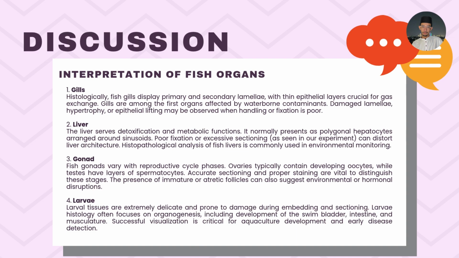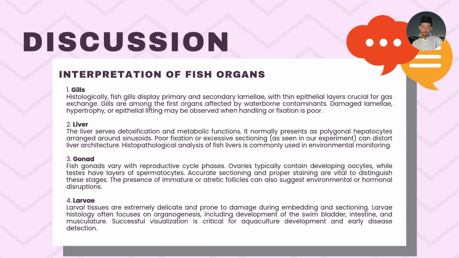Next, gonad. Fish gonads vary with reproductive cycle phase. Ovaries typically contain developing oocytes, while testes have layers of spermatocytes. Accurate sectioning and proper staining are vital to distinguish these stages. The presence of immature or atretic follicles can also suggest environmental or hormonal disruptions.